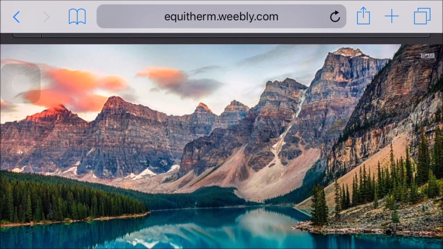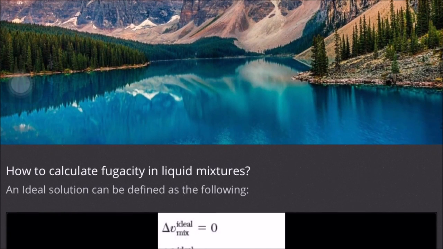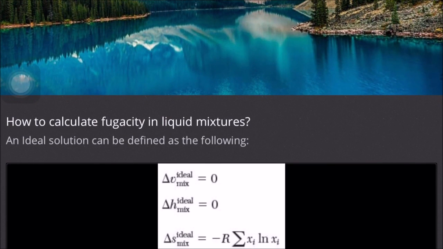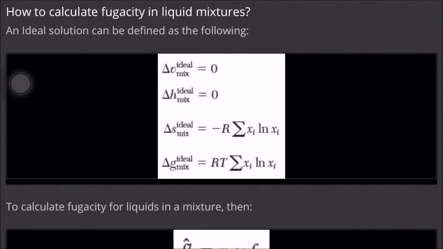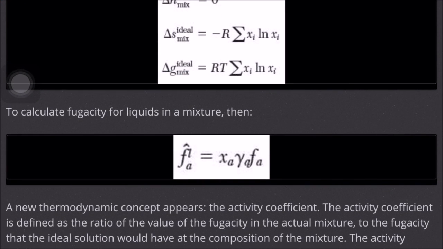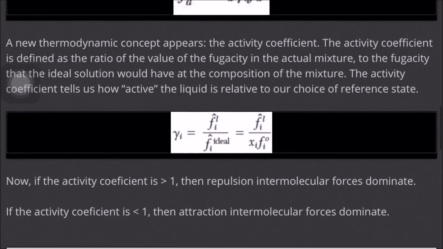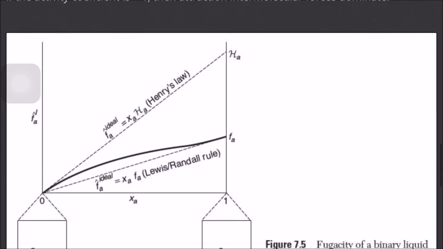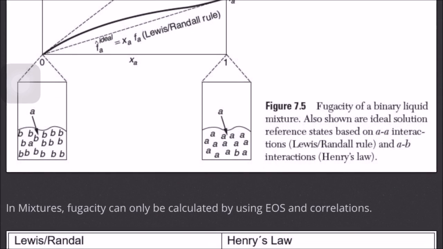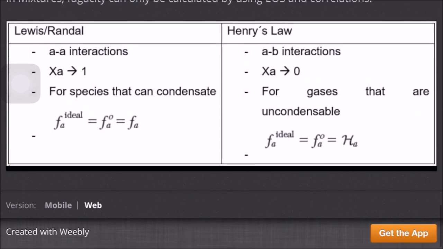Another tab will be shown in order to explain how to calculate fugacity in liquids. Some new concepts will be demonstrated, such as activity coefficient, which tells us how active the liquid is relative to our choice of reference state. To know which reference state must be used, you need to analyze the Lewis-Randall and Henry's law characteristics to determine which one you need to apply.